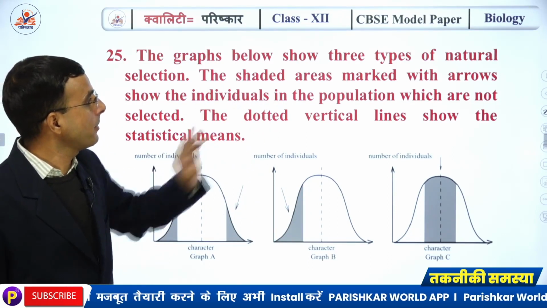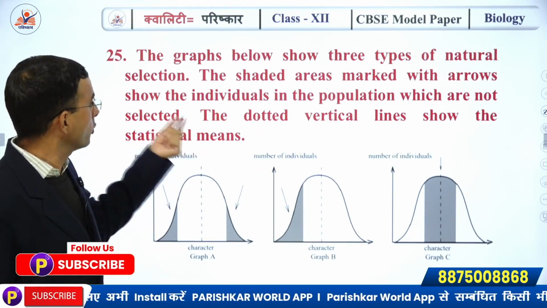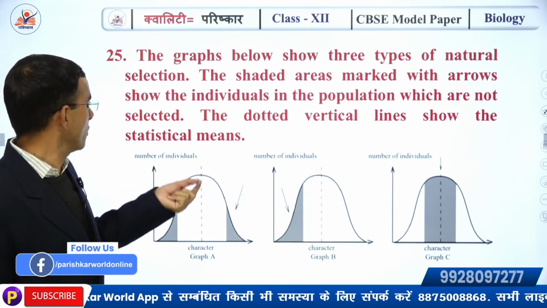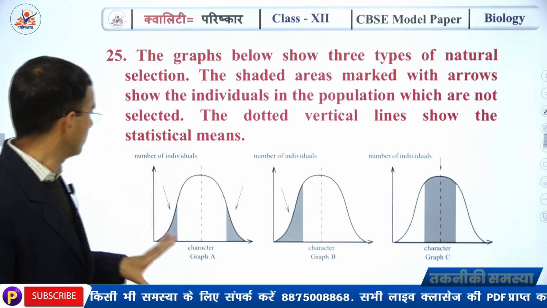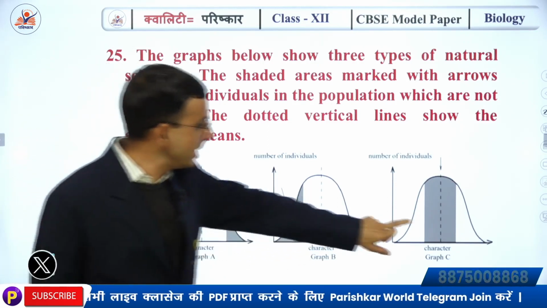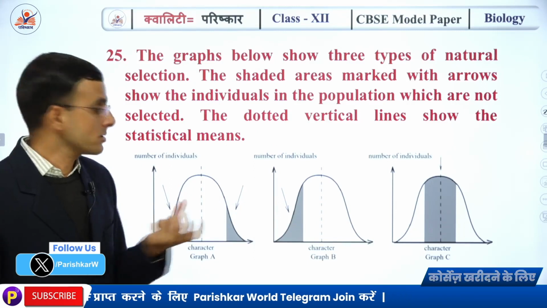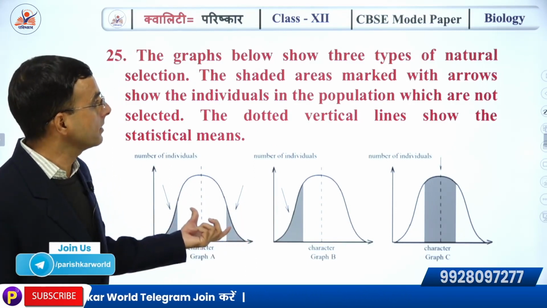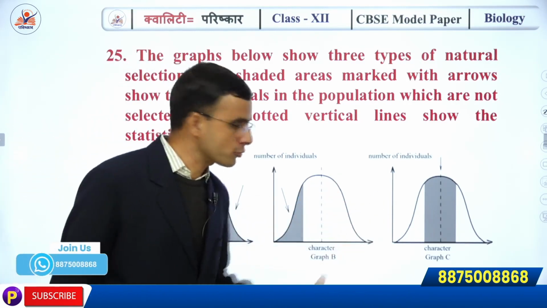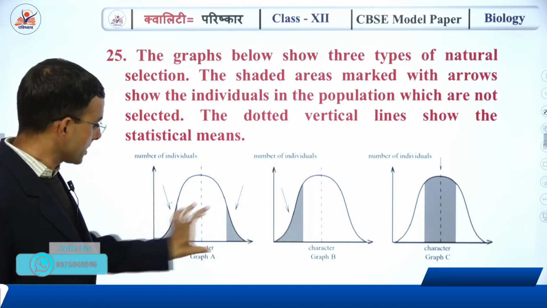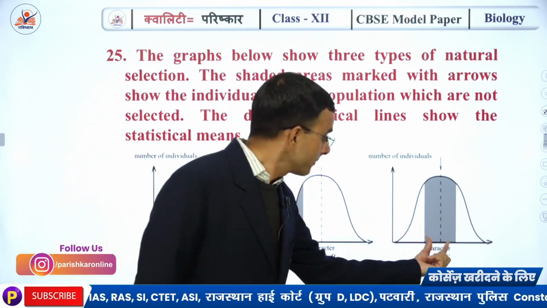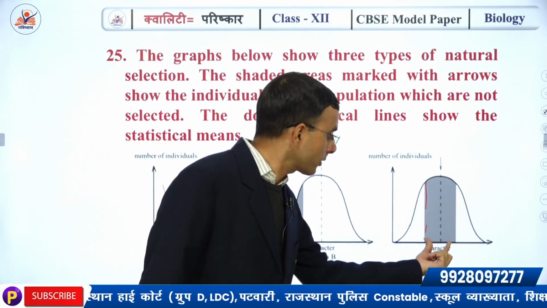The shaded area marked with the arrows shows the individuals in the population which are not selected. The dotted vertical line shows the statistical mean. Look at this graph, with the number of individuals. In these shaded regions the individuals are not selected, and the rest of the population is selected. In the first graph the selection is from both sides, in the second graph selection is on one side, and in the third graph the selection of the population is from the middle.